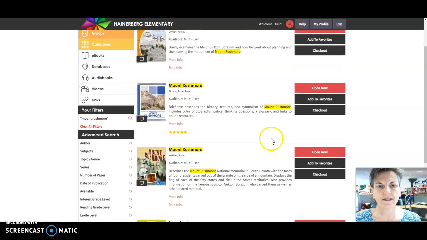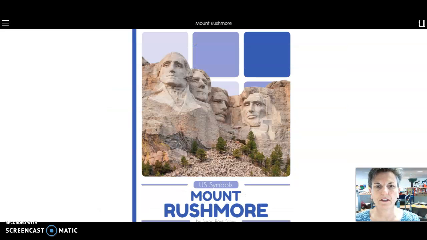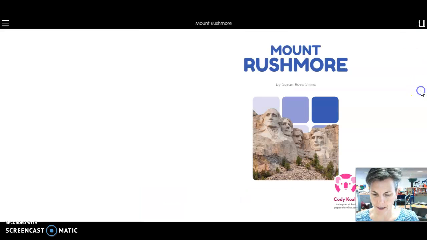Okay, so today I chose this one. It's a pretty simple text. So if you're a good, strong reader and interested in this topic, actually this one was a really good book. Maybe you would want to look at this one by Susan Kohler if you want to do some further reading. Okay? So I'm going to click on the top of the screen and start the book that I wanted to share with you today. So it's called U.S. Symbols, Mount Rushmore. Okay?